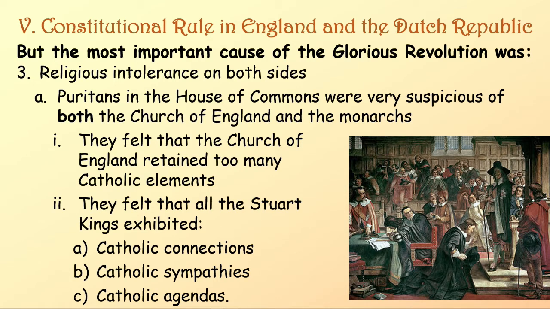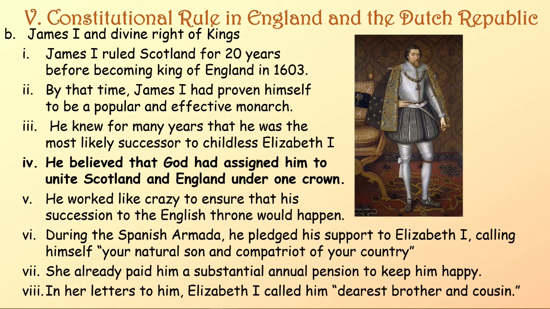But the most important cause of the Glorious Revolution was our number 3 cause, religious intolerance on both sides. After all we've seen, I'm sure you could see that coming. Puritans in the House of Commons were very suspicious both of the Church of England and of the monarchs. They felt that the Church of England retained too many Catholic elements. And they felt that all the Stuart kings exhibited, number one, Catholic connections, number two, Catholic sympathies, and number three, Catholic agendas. James I and divine right of kings.